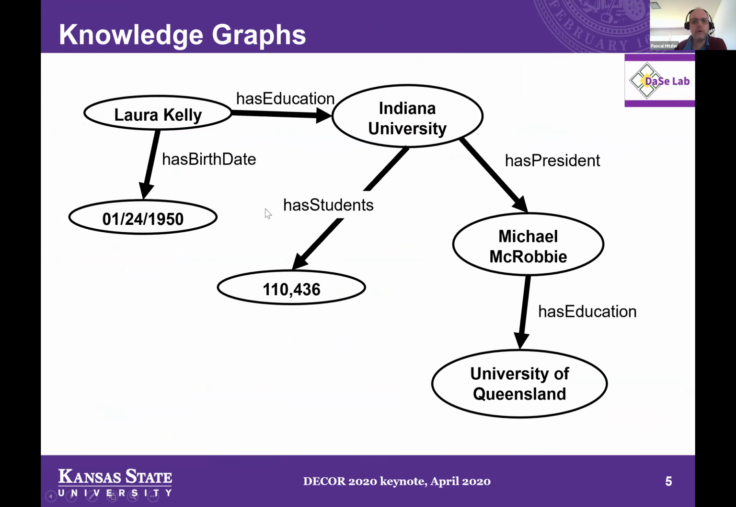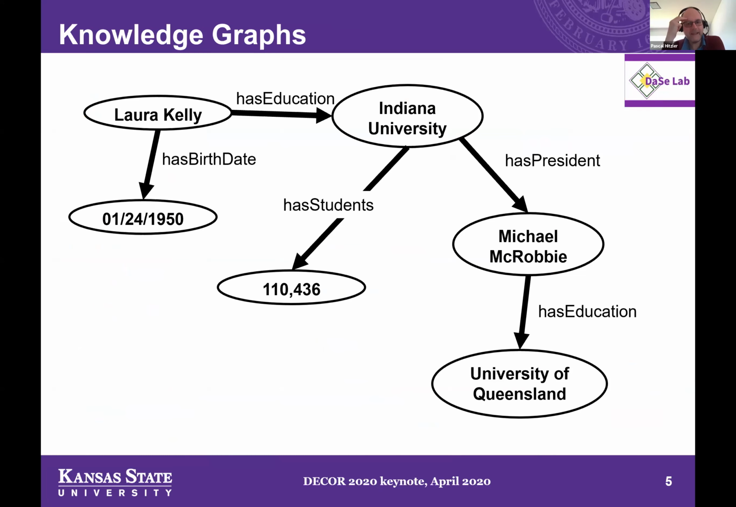So if we put this now as a graph, then we could, for example, extract something like this. Laura Kelly has education at Indiana University, has president Michael McRobbie, has education University of Queensland. There's a birth date, there's a number of students, things like this.